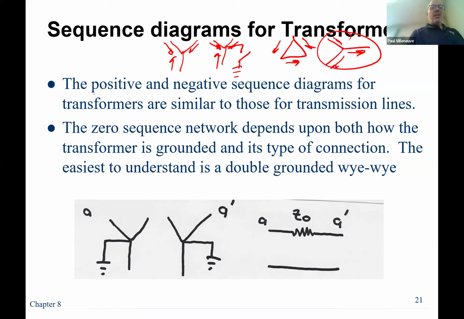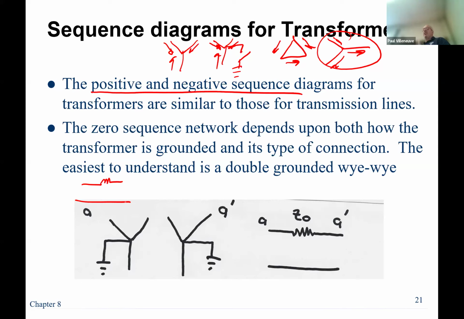So for positive or negative sequence diagram, when you come to a transformer, you just show its leakage reactance in the diagram. So when I do positive or negative sequence, all it's going to do is look like this. Just looks like plain old system. The much harder one is the zero sequence.